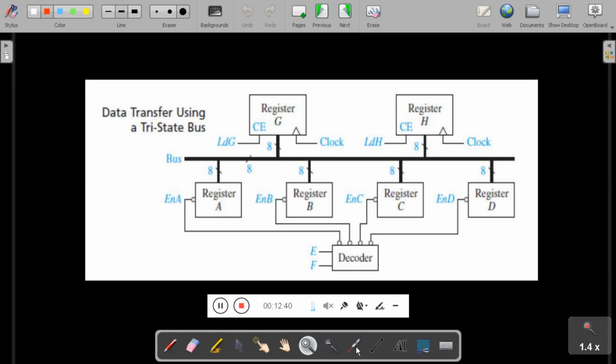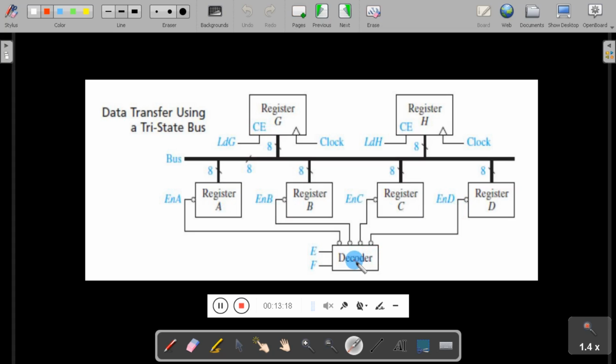Now here we will see the data transfer using a tri-state bus. Here we have 6 8-bit registers: register A, register B, register C, D, and registers G and H. The outputs of registers A, B, C, D are connected to the tri-state bus. Similarly, the inputs of registers G and H are connected to the tri-state bus. Now, one of the 4 registers A, B, C, D is selected by means of a decoder.